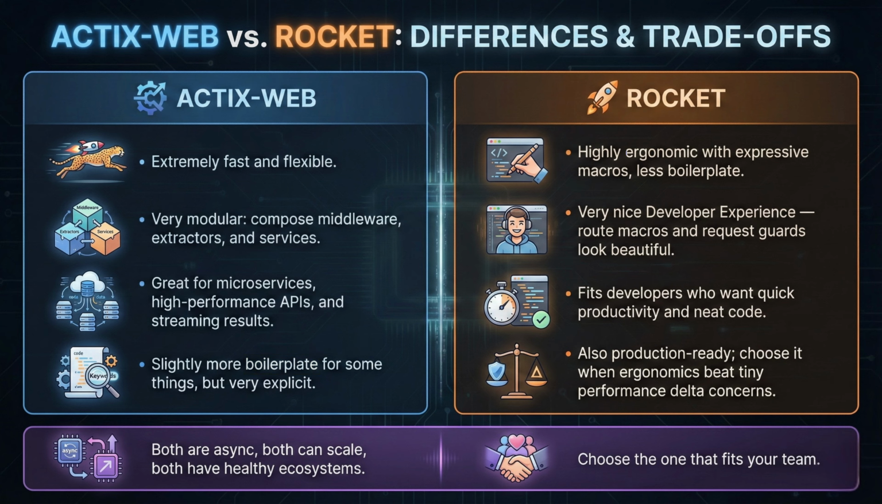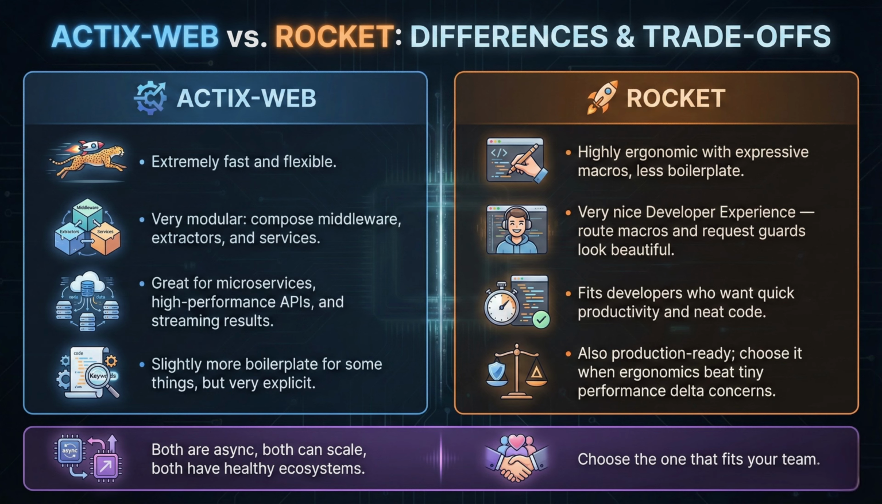Rocket, highly ergonomic with expressive macros, less boilerplate. Very nice developer experience. Route macros and request guards look beautiful. Fits developers who want quick productivity and neat code. Also production ready. Choose it when ergonomics beat tiny performance delta concerns. Both are async, both can scale, both have healthy ecosystems. Choose the one that fits your team.